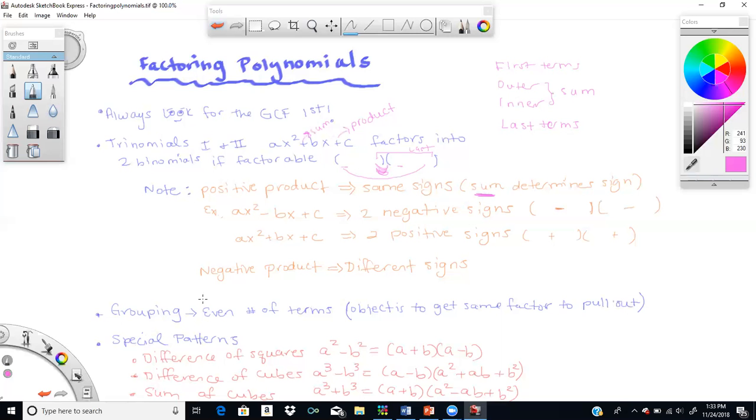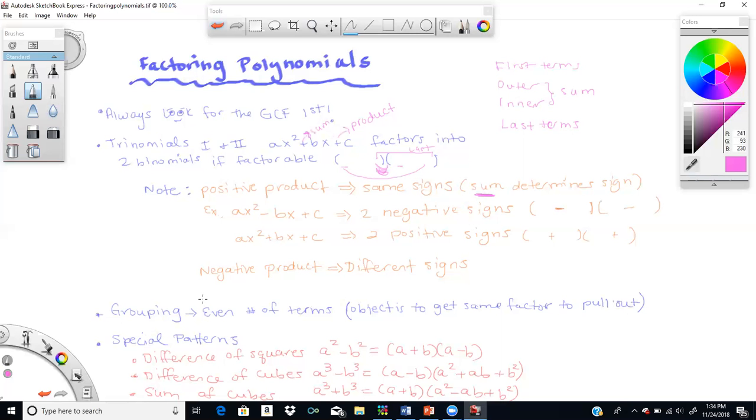And then your difference of cubes has a formula, a cubed minus b cubed, factors into a minus b, times the quantity of a squared plus ab plus b squared. And then the same with the sum of cubes, a cubed plus b cubed. The factors are a plus b, and then times the quantity of a squared minus a times b plus b squared. But again, it's a matter of recognizing that is the difference of squares, or that is the difference of cubes, or that is the sum of cubes.